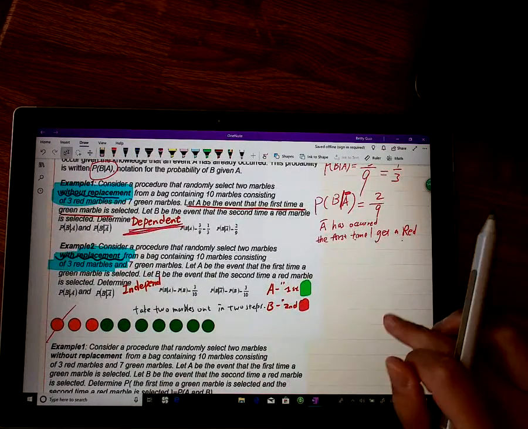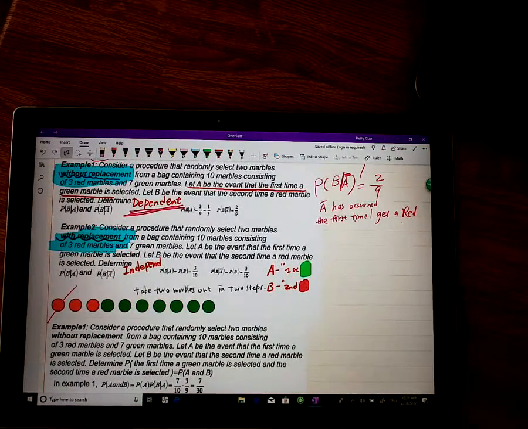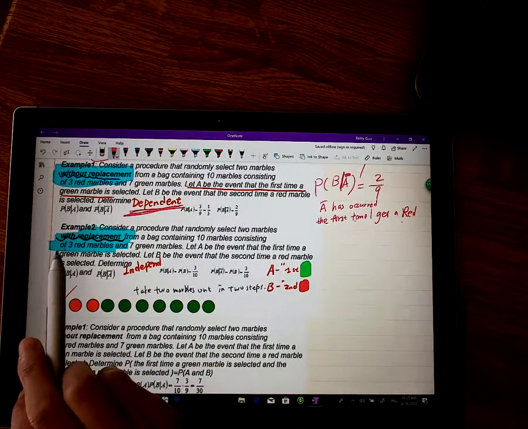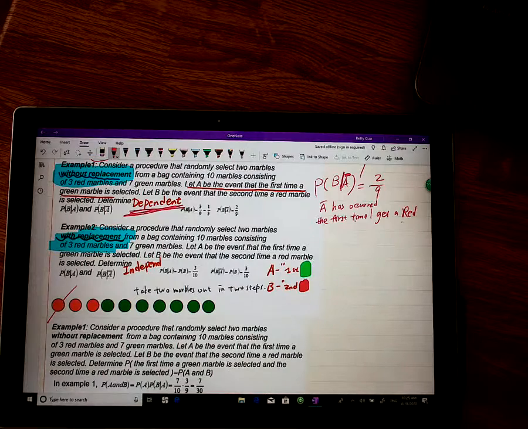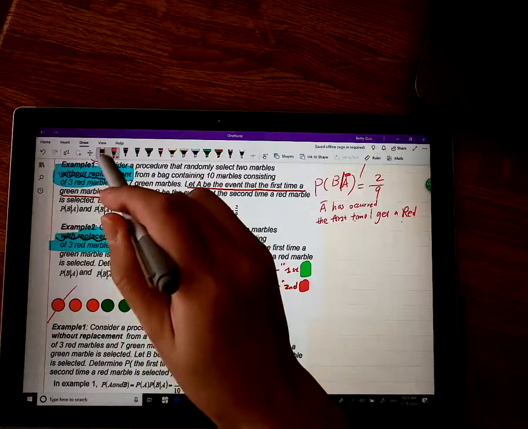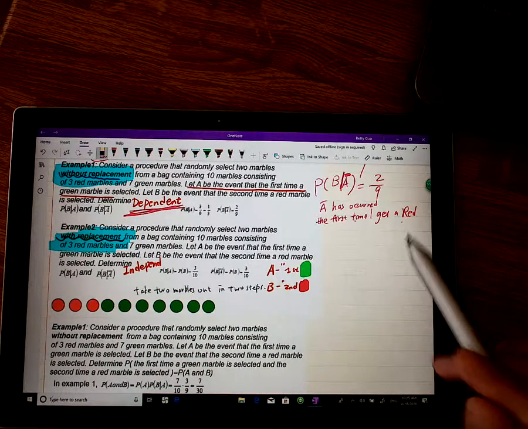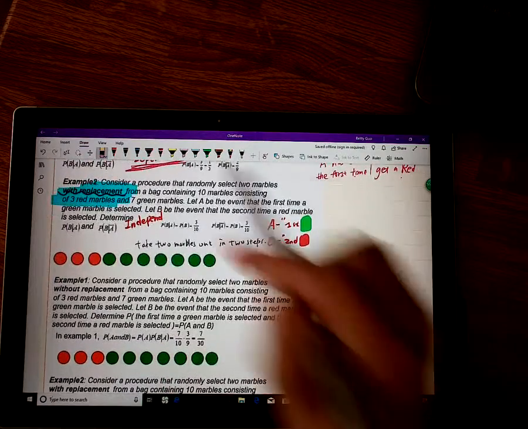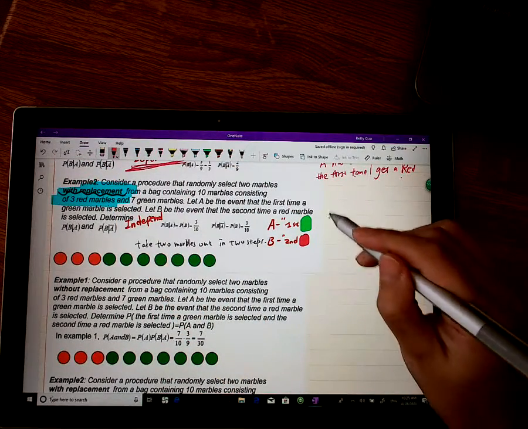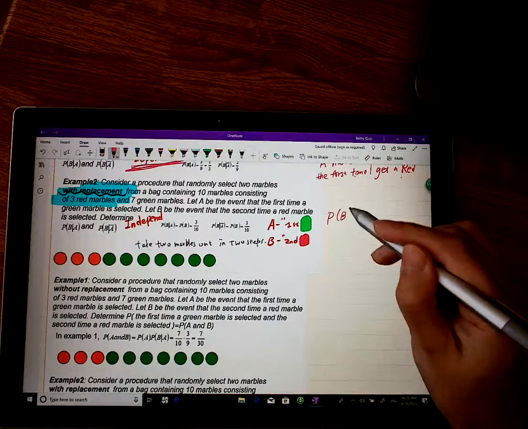Example 2. Considering a procedure, you randomly select 2 marbles with replacement. The key word here is with replacement. From a bag containing 10 marbles, consisting of 3 red marbles and 7 green marbles. Let A be the event that the first time you get a green, B the event that the second time you get a red marble. Determine the 2 conditional probabilities. The first one is P of B given A.